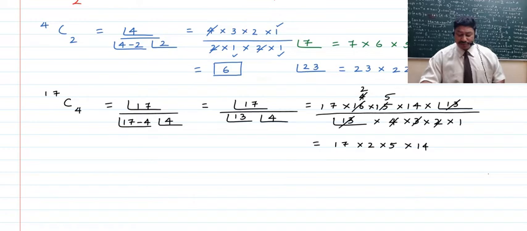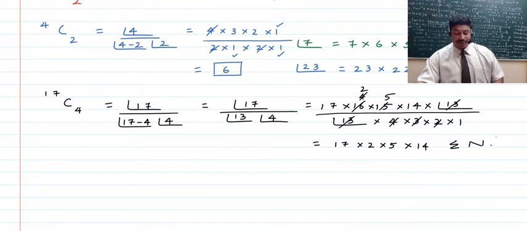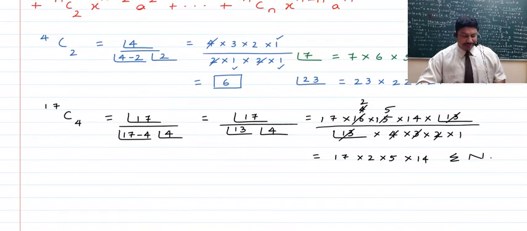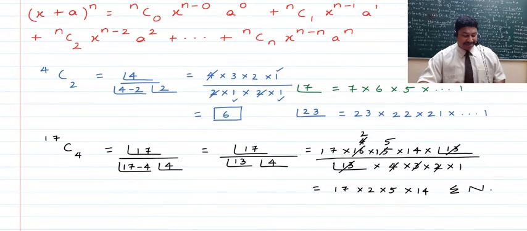I'm leaving it to you to calculate this, but one thing that you've seen here is that this is going to come from the set of natural numbers. So whenever you have a binomial coefficient, you have to remember that the binomial coefficient is always from the set of natural numbers.